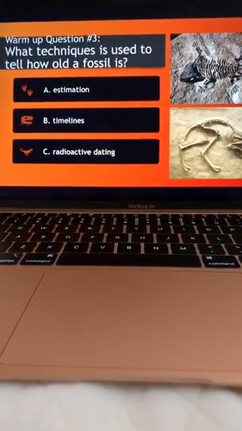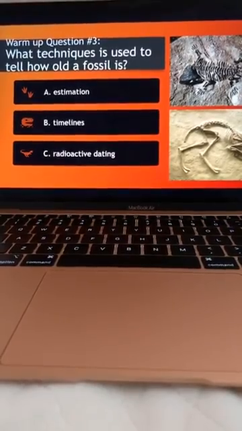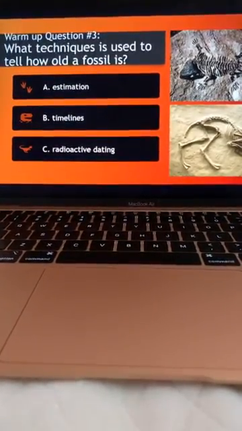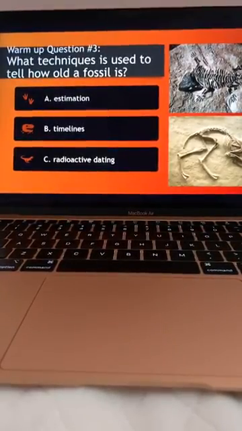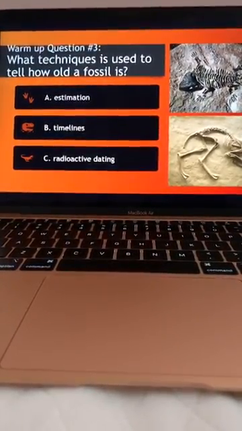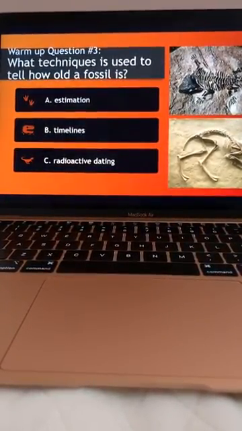I'm at 4 answers so far. Giving you all about 20 more seconds to type your answer into this question. What technique is used to tell how old a fossil is? A, estimation, B, timelines, or C, radioactive dating?